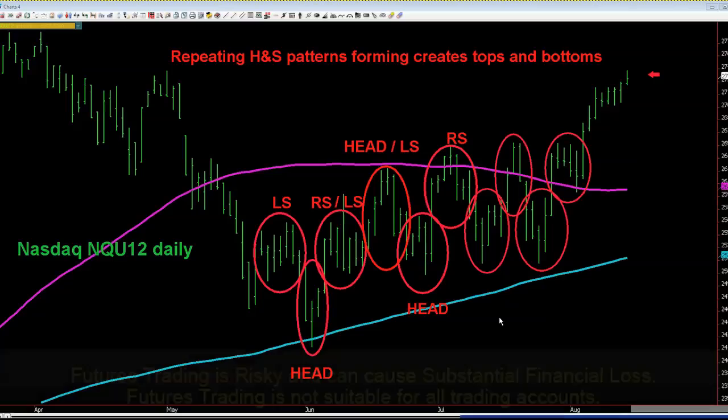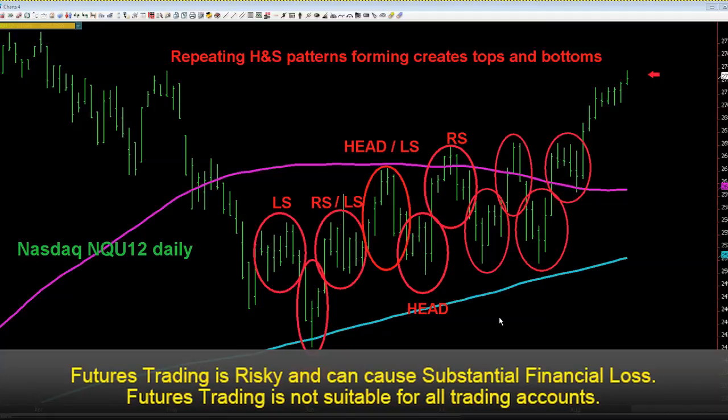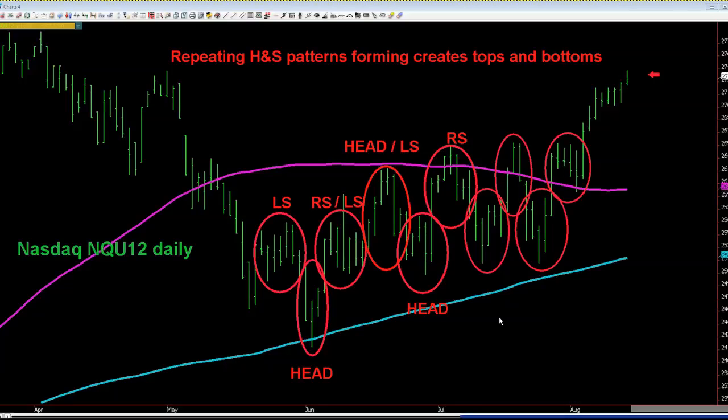Now, we all know that futures trading can be extremely risky and cause substantial financial loss. We all know that futures trading is not suitable for all trading accounts. And if you do not place stops and place them first, you absolutely shouldn't be trading markets. But for you cowboys that understand the risks behind trading and understand something about technical analysis, it gets laid out before our eyes more often than not, traders.